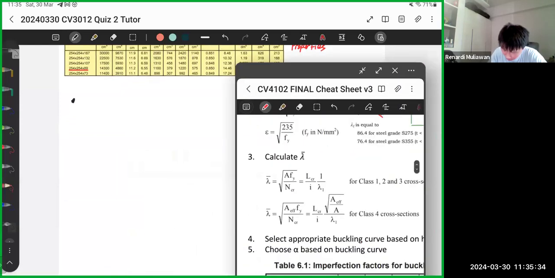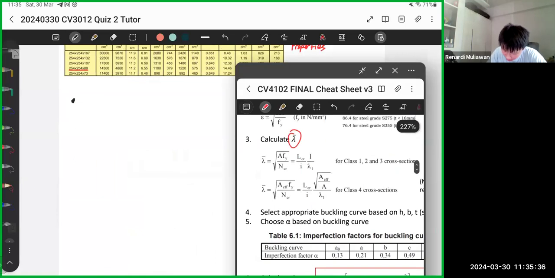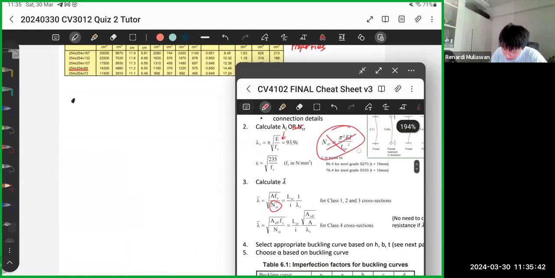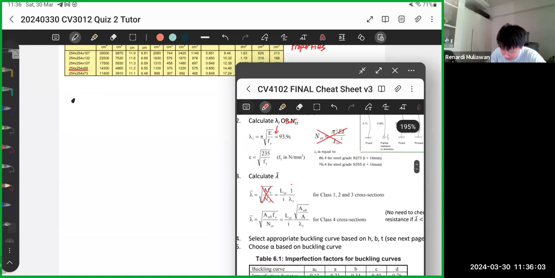So step 3, calculate lambda bar. Again, there are two possible formulas. One is based on NCR, so you see this one is NCR. The other one is based on this I. Again, we ignore this because it's a longer route: NCR, unit E, unit I, so that one is quite annoying, because a lot of things to consider. So this one you can ignore. Just go to this route.